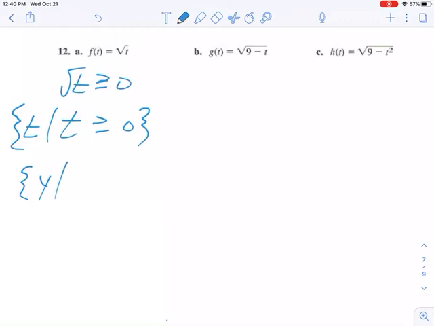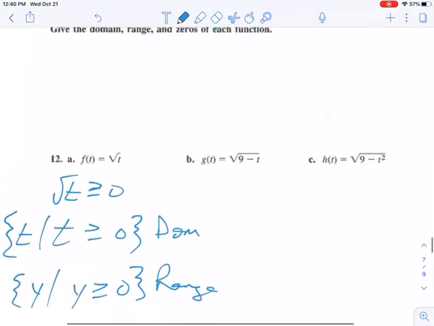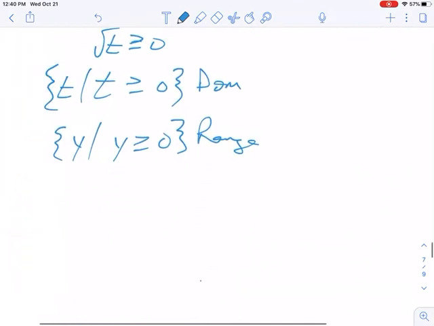y's such that we're going to get greater. The smallest we get is 0: plug in 0, you get the square root of 0, which is 0, and really everything bigger than that. So how about y greater than or equal to 0? So this was the domain, and this is the range, and they're asking for the zeros as well.